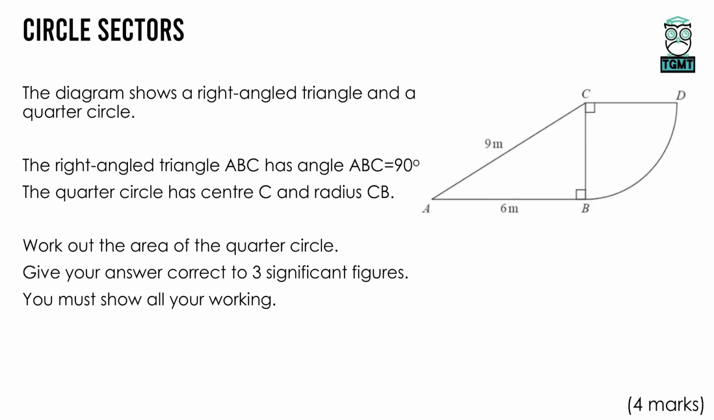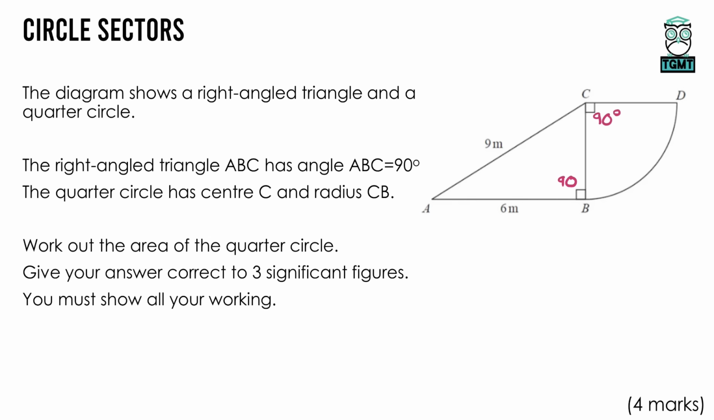Now we've got a slightly harder problem here, as we have a right-angled triangle connected to a circle sector. It's a relatively nice circle sector, because you can see we do have a right angle here, which I'll label, which means it's 1/4 of a circle. It says the right-angled triangle, ABC, has an angle of 90, which we can see there, 90 here as well. And the quarter circle has centre C and radius CB. Work out the area of the quarter circle and give your answer to 3 significant figures.